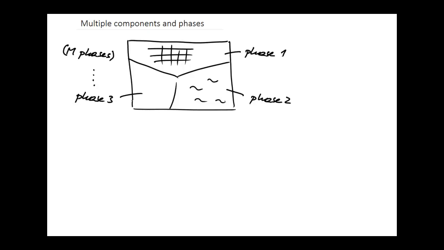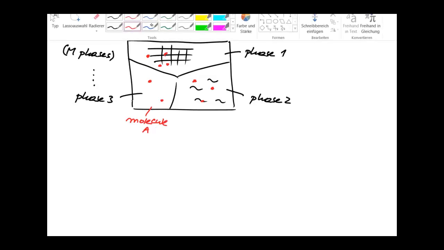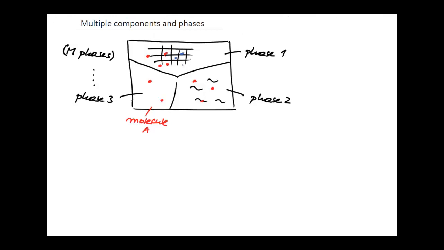And the substance may be a mixture of different types of molecules. So, in each of these phases, you may have a molecule A, and you may have a molecule B. Yeah, so the blue one is, say, molecule B. And there might be others. And let's say that in total, you have L different molecules.